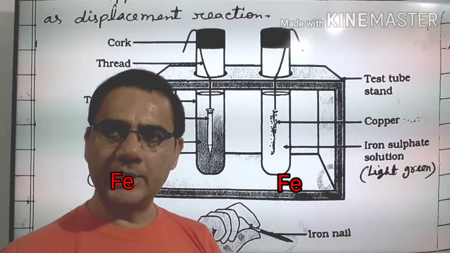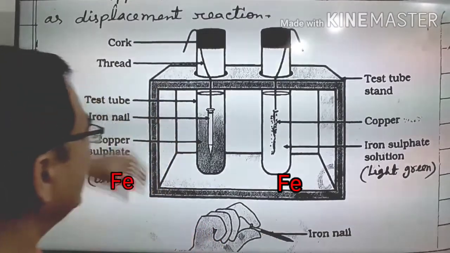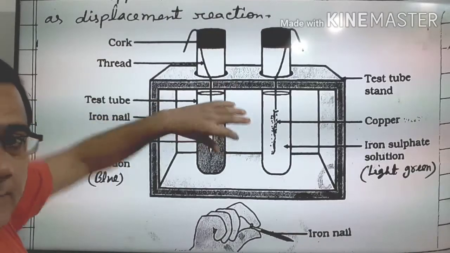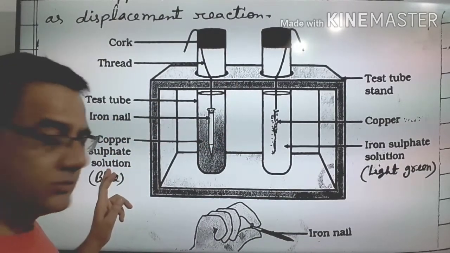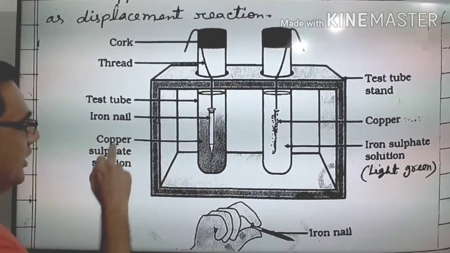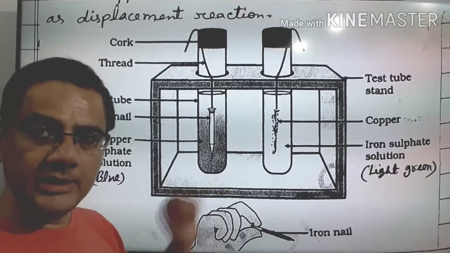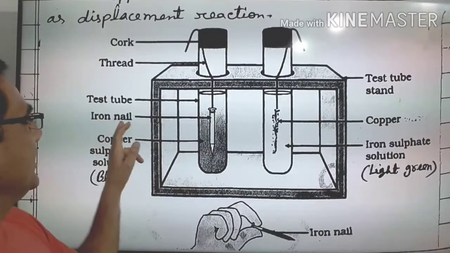This type of reaction can easily be understood with the help of this diagram. Here I am taking the first test tube, and in this first tube I take copper sulfate solution. And what is the color of copper sulfate solution? That is blue. So first I take in this test tube the blue copper sulfate solution, and in this I put an iron nail. This is the iron nail. I am writing here iron nail.